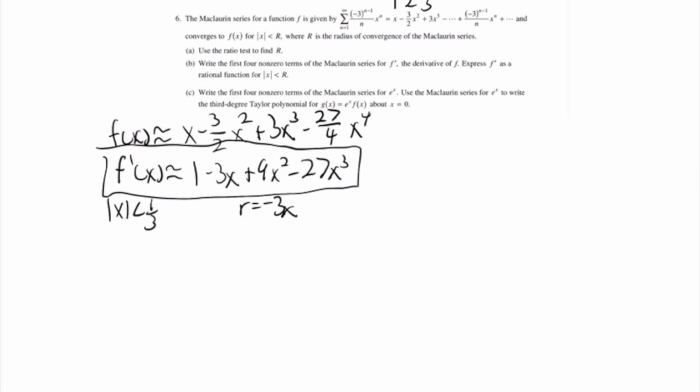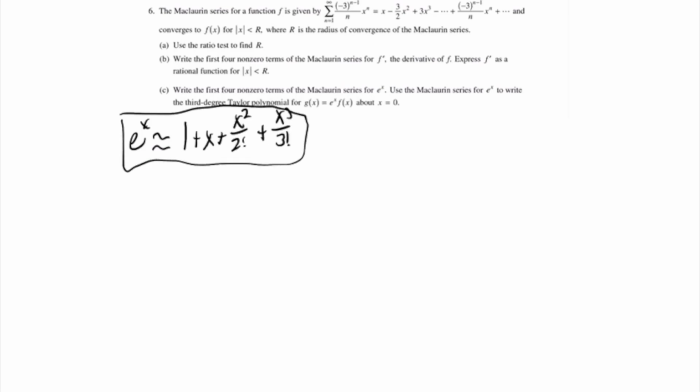So, to write a geometric series as a rational function, you will use the equation a over 1 minus r, where r is the common ratio, and a is the first term in the series, which we can see is 1. Then you just plug in for a and r, and there you have f prime as a rational function for the absolute value of x is less than 1/3.